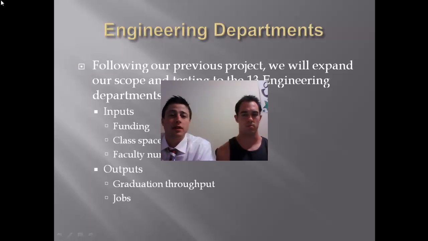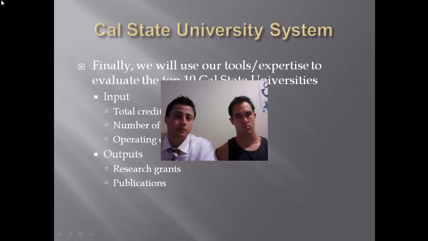Moving forward from there, we'll look at the 13 engineering departments at Cal Poly. This is actually the same study that was done in Taiwan. We'll just use it on our own university. And so what we'll do is we'll look at inputs such as funding, class base, and faculty numbers, and how they affect the outputs, such as graduation throughput and the amount of jobs provided.